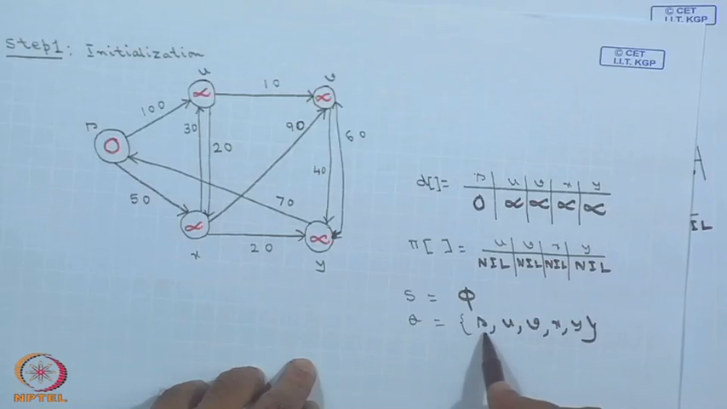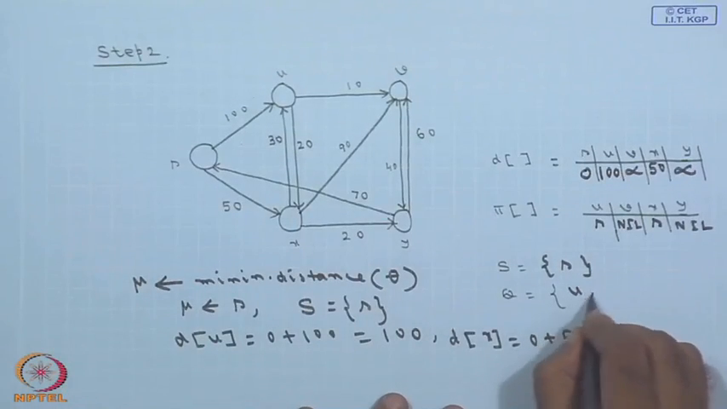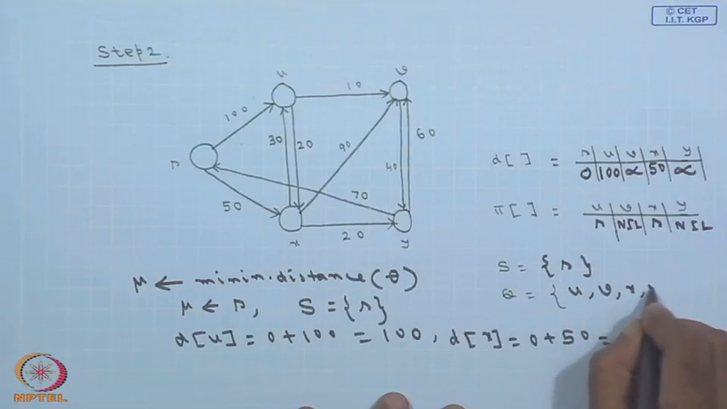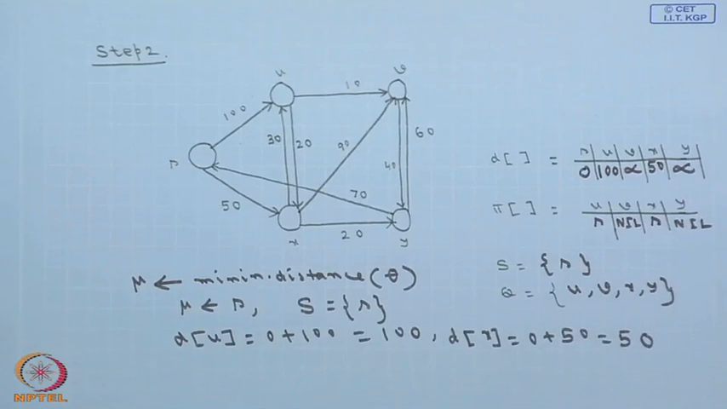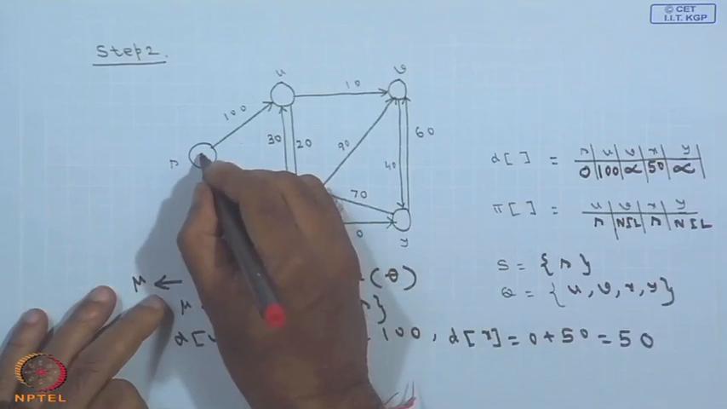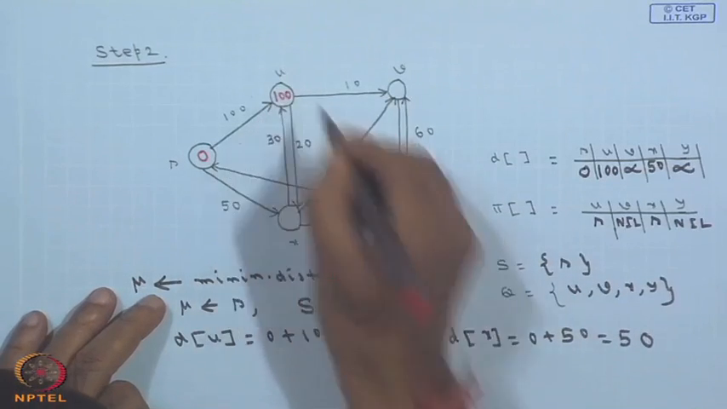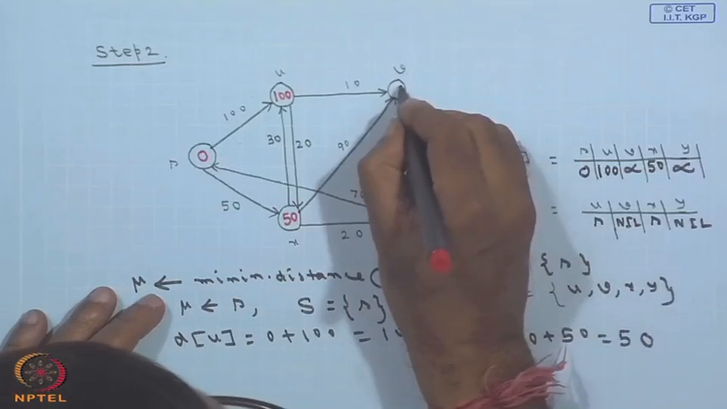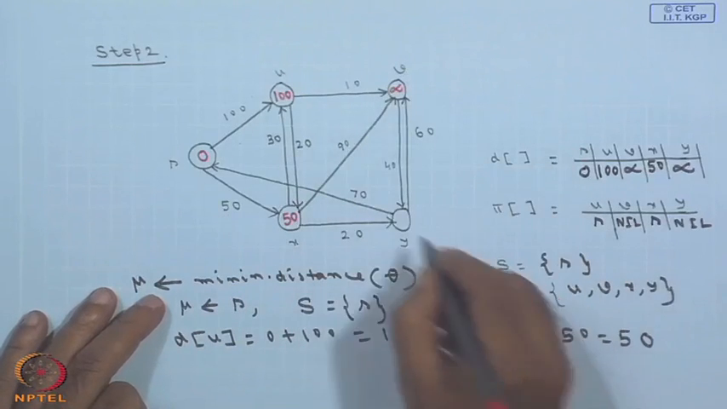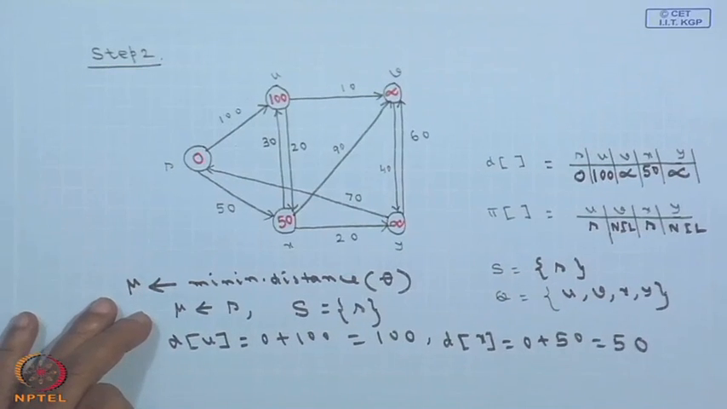Therefore, you should delete this s from q. So, that now you will get q equals u, v, x and y. So, once I have written this, now write down the distances. For this it is 0 still, for the next one it is 100, for this one it is 50, and for this it is infinite and for this it is infinite still.